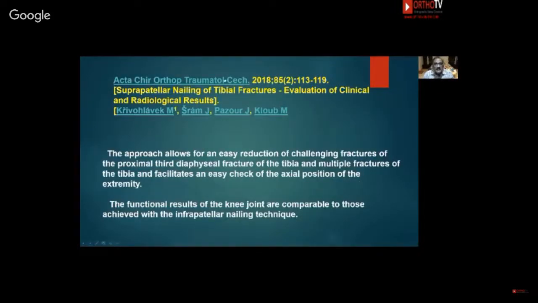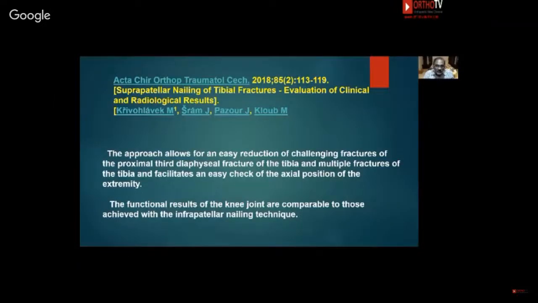And most important is that the coronal placement of the nail is best in the suprapatellar approach. Another article in 2018, suprapatellar nailing in tibial fracture, evaluation of clinical and radiological results. And their conclusion: the approach allows for an easy reduction of the challenging fractures of the proximal third diaphyseal fracture of the tibia and multiple fractures of the tibia, and facilitates an easy check of the axial position of the extremity. The functional results of the knee joints are comparable to those achieved with the infrapatellar nailing technique.